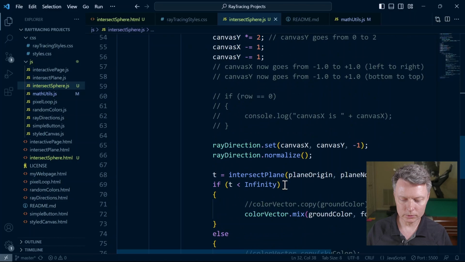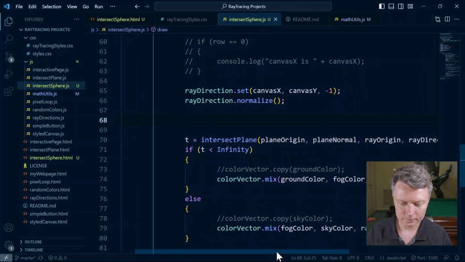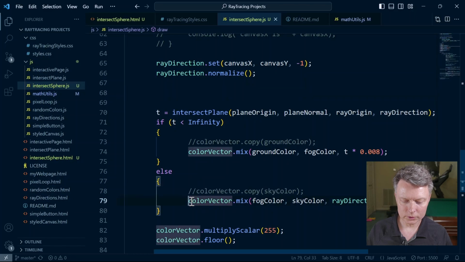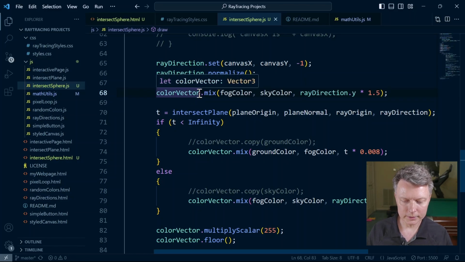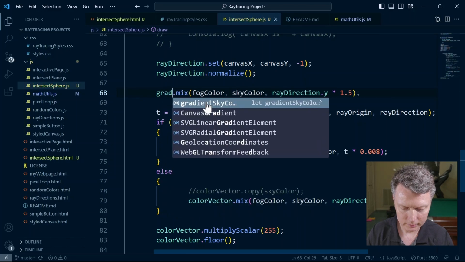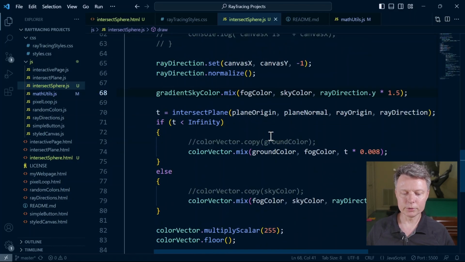So now scroll down to where it says ray direction.normalize, and then go underneath that. And all we're going to do is select this line right here and then just paste it up here and use the gradient sky color instead. So just select the color vector.mix line, copy it, and paste it under this ray direction.normalize. And now erase color vector, and instead let's use the gradient sky color that we just created. So gradient sky color, and it should pop up. So now as we loop over all these pixels, it'll pre-compute the gradient sky color and then save it in this vector here, and then we can mix that with other things in the scene.